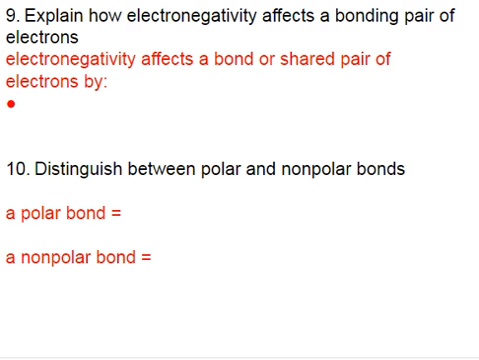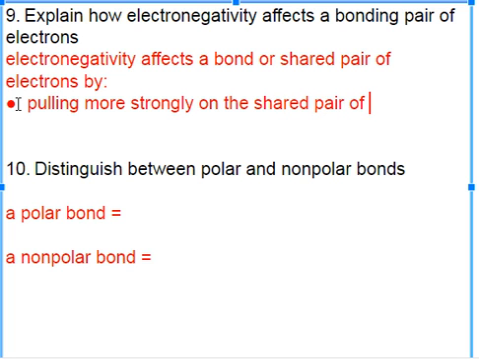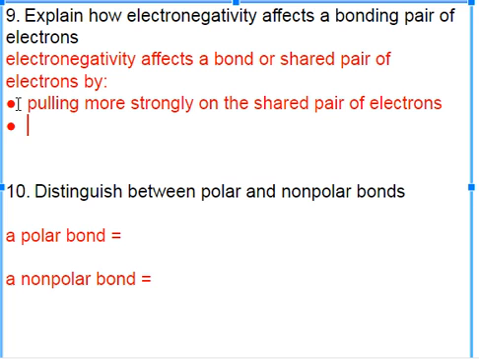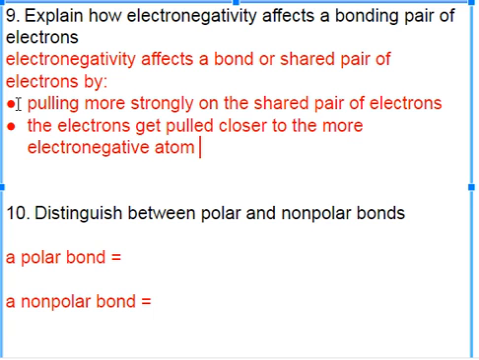So it affects a bond or a shared pair of electrons by pulling more strongly on the shared pair. So that means the electrons get pulled closer to the more electronegative atom in any bond.